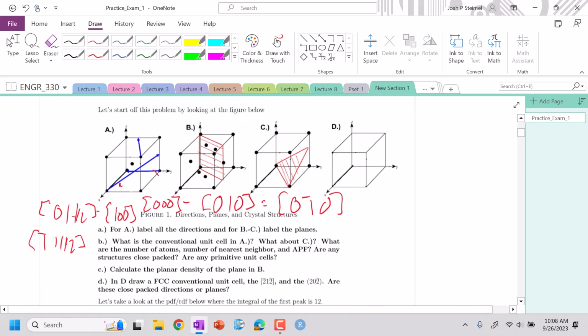And then let me scroll up here. So I'm going to multiply everything out by 2. So 2 bar, 2, 1.